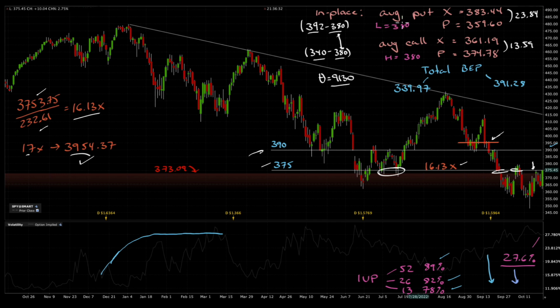My lowest on the puts is 380. My highest on the calls is 380. The average strike price, based on the number that I've sold at the strike price I've sold, on puts is 383. My average strike price on calls is 361.